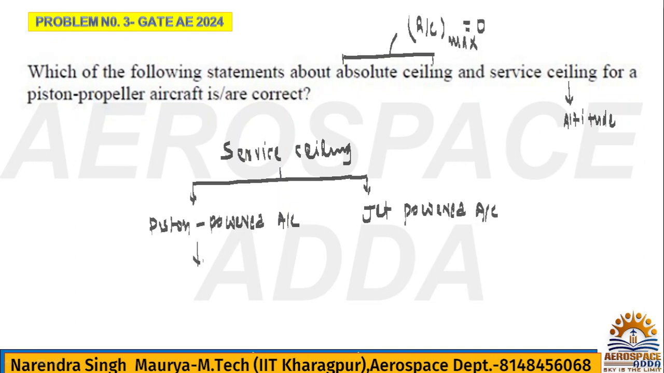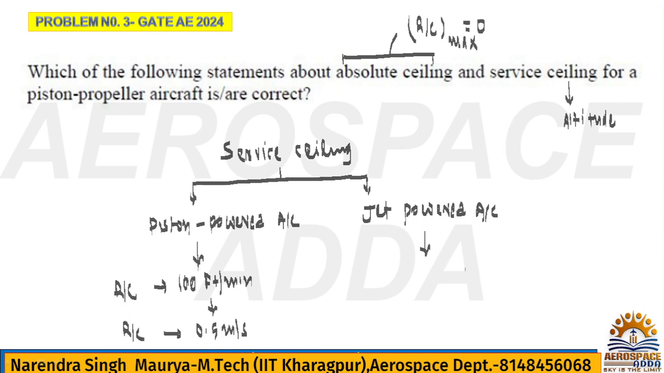So this value you need to remember. Service ceiling for the piston powered aircraft is 100 feet per minute, or in meter per second, 0.5 meter per second. This is for the piston powered. Next, jet powered. For this, what is the rate of climb? Okay, this is the rate of climb.